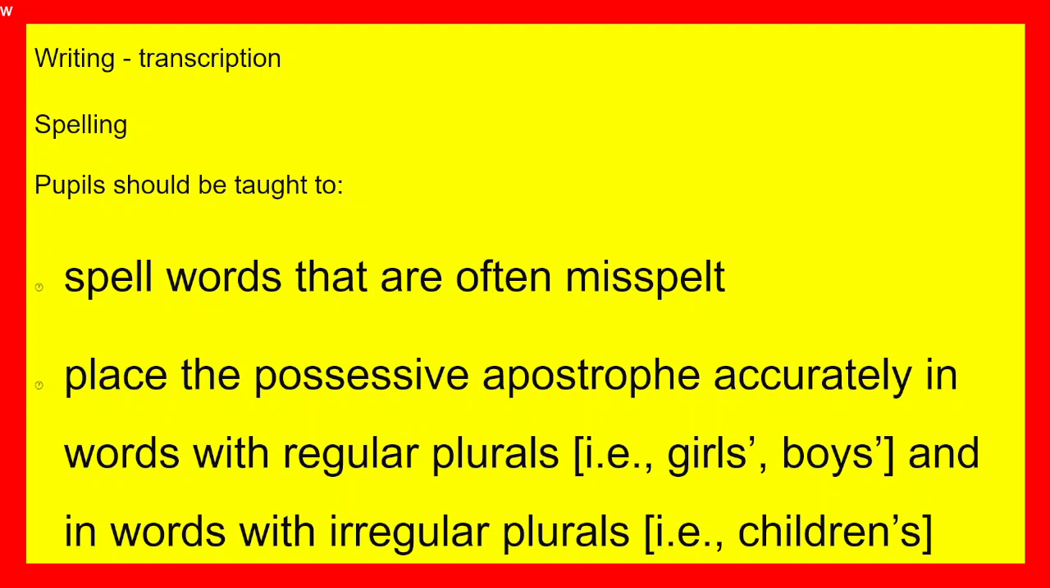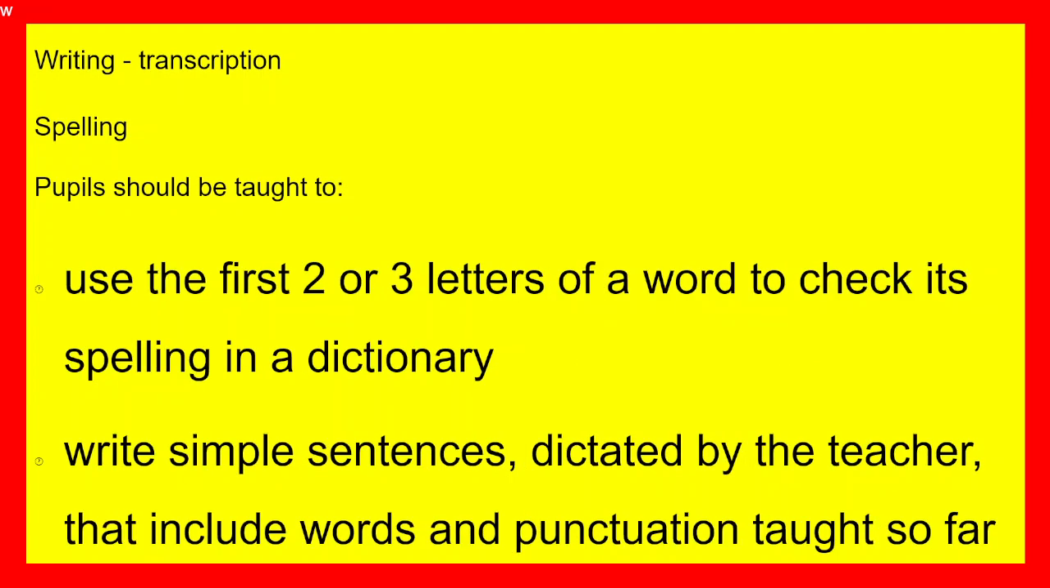Further in spelling, children should be taught to spell words that are often misspelled, and to place the possessive apostrophe accurately in words with regular plurals and in words with irregular plurals. They should use the first two or three letters of a word to check its spelling in a dictionary, and write simple sentences dictated by the teacher that include words and punctuation taught so far.